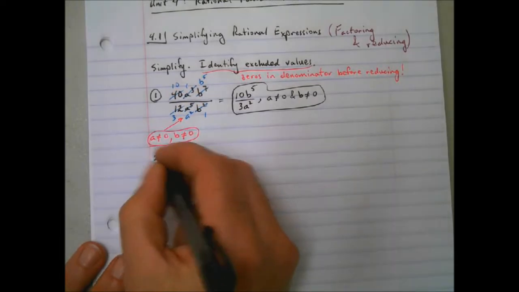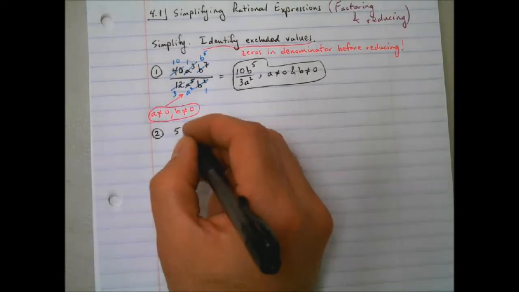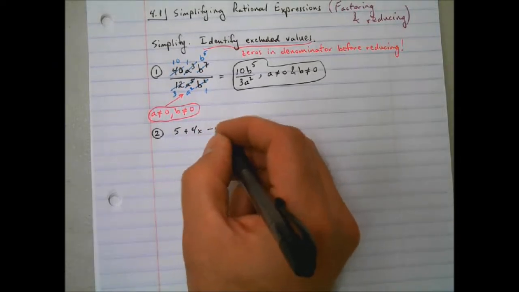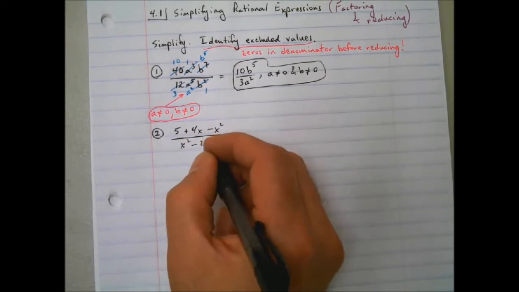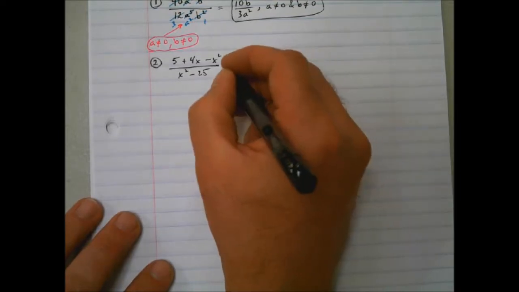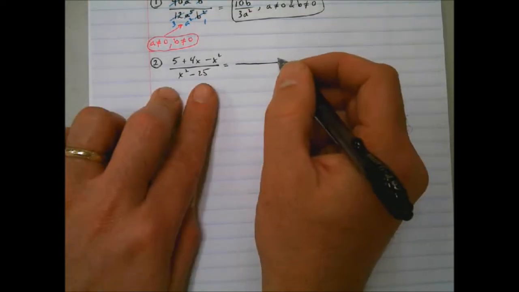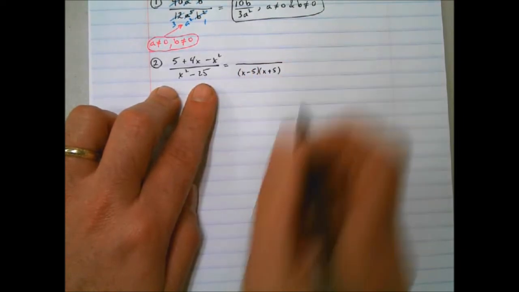Okay, problem number 2. 5 plus 4x minus x squared all over x squared minus 25. Okay, so, well, again, think factoring and reducing. So factoring, of course, the denominator is difference of squares, so x minus 5 and x plus 5.